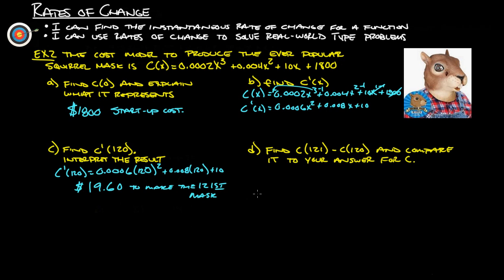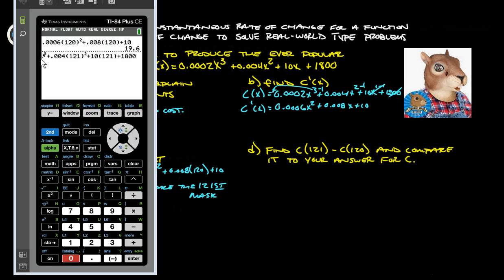Okay. So part D says find C of 121 and then subtract the C of 120 and compare this to the answer for C. So this is kind of like an estimate, and this will give us the exact answer. So let's double check and see how it works. We're going to find the cost of making 121 masks, subtract the cost of 120 masks, and that should give us roughly how much it costs to make the 121st mask. Okay, so let's do that. Okay, so I entered it all in.